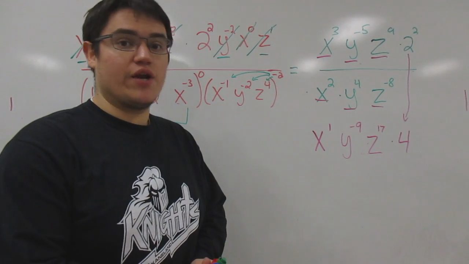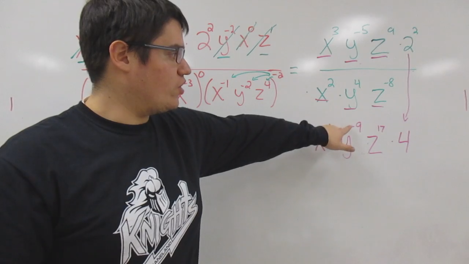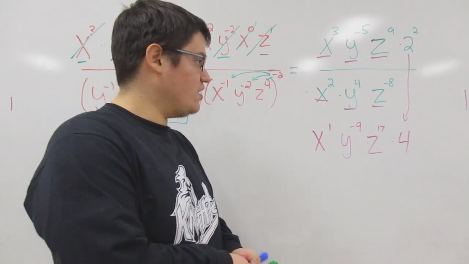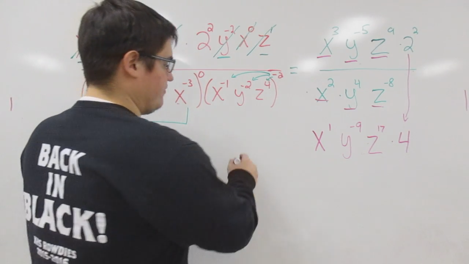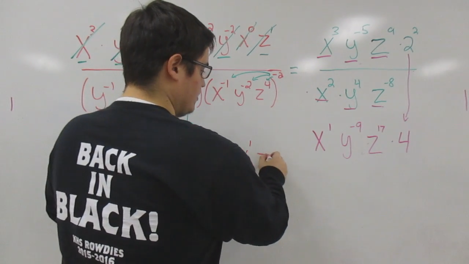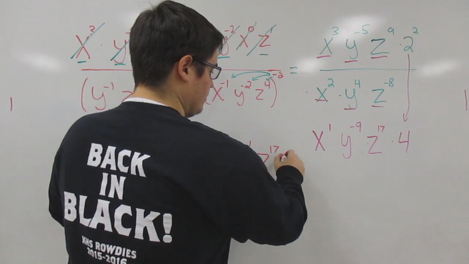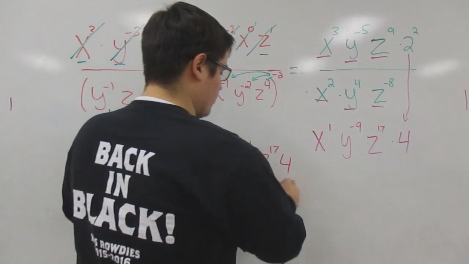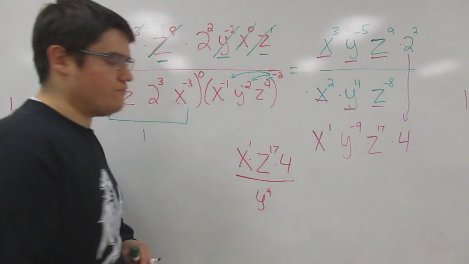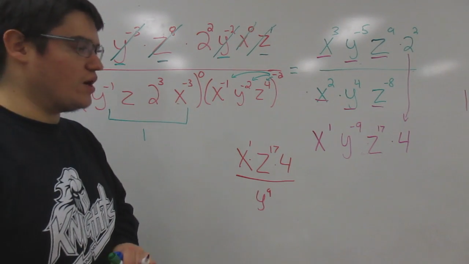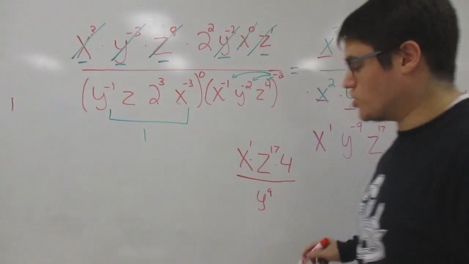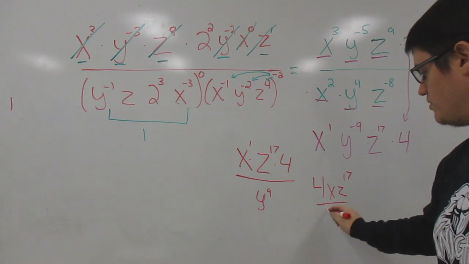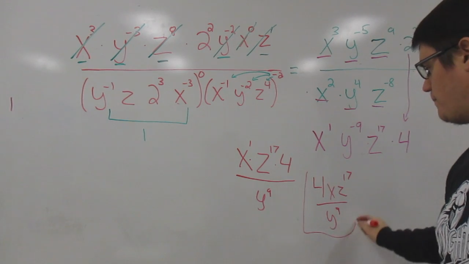And the final thing we do, we want to get rid of negative exponents. Well, the only one I have is y to the negative 9. So I'm going to bring this to the denominator. So my final answer, I have x to the 1st, z to the 17th, times 4. Remember, all these are being multiplied. And this is all over y to the 9. This is fine for now. If you want to make it look really nice, we'll just kind of rearrange the terms. So you get 4x z to the 17th all over y to the 9.